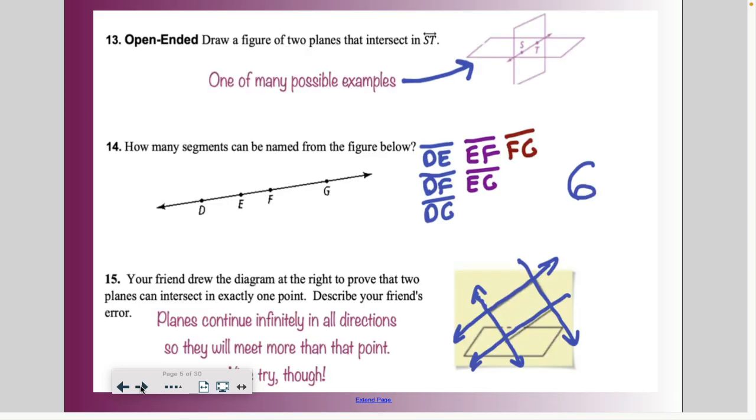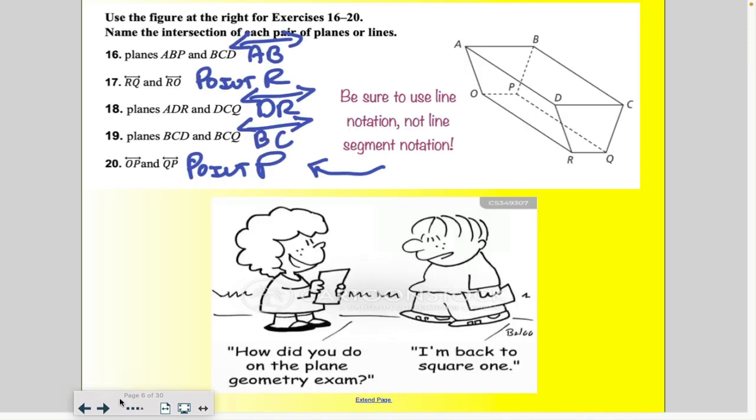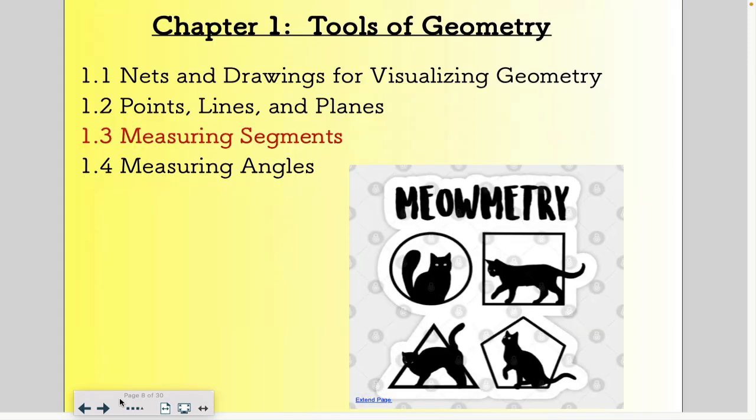This one right here, I'll bet somebody was thinking yesterday, I'll bet I can get a plane to intersect at just one point. That drawing that they drew, this defeats it. Since planes continue infinitely in all directions, they're going to meet here. So it's not just that point. They'll meet over here, or over here. It's a nice try, but it doesn't quite work. The rest of this should have been fine.